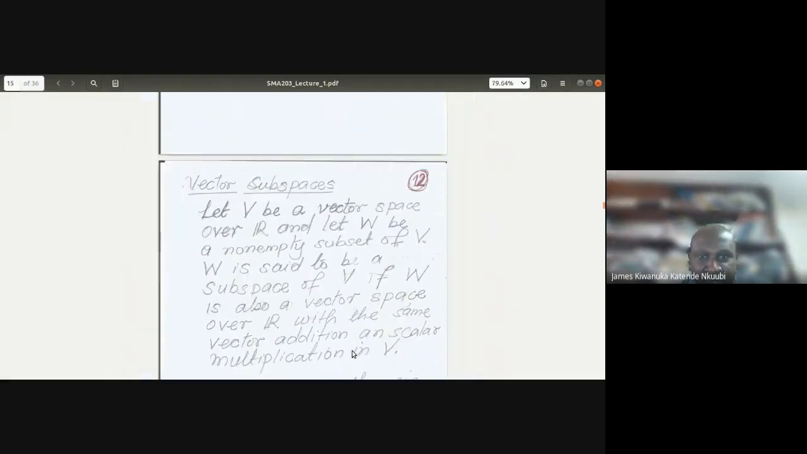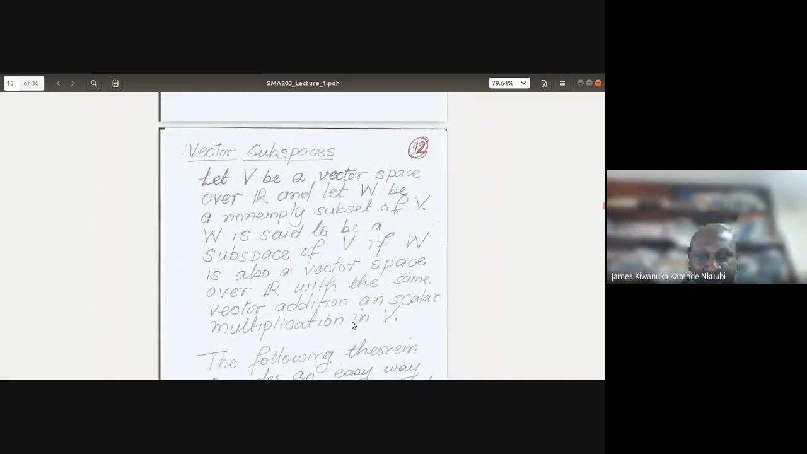So now we make another definition. We are going to define what we call the subspaces. So let V be a vector space over R, and let W be a non-empty subset of V. Then W is said to be a subspace of V if W itself is also a vector space.